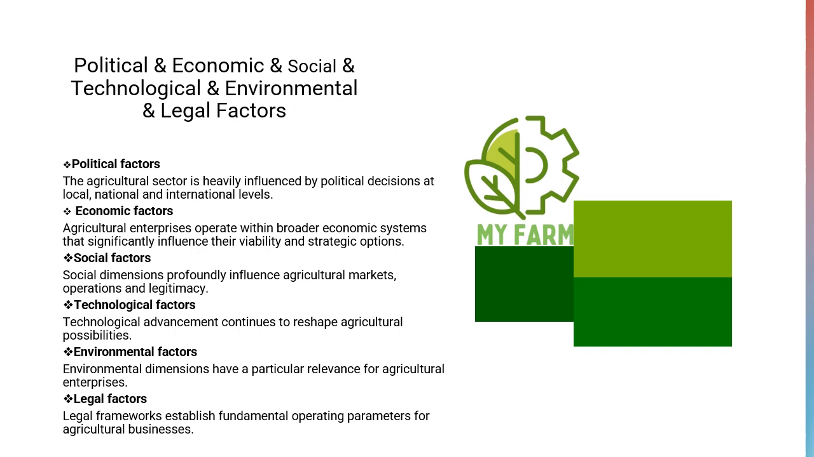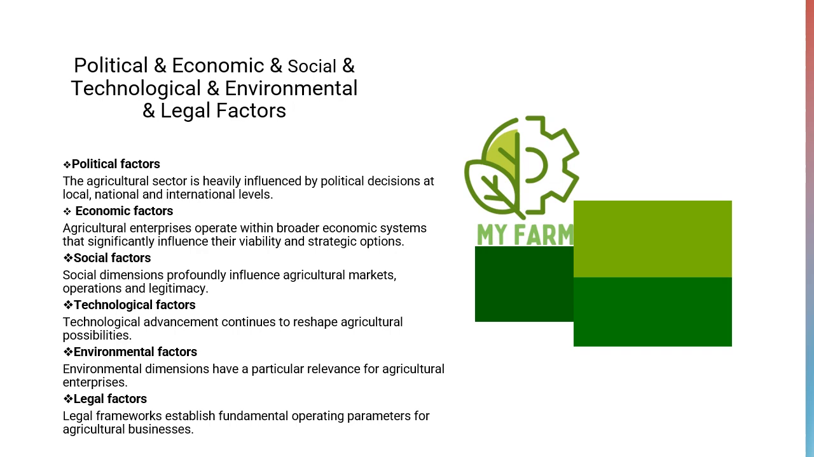Social factors profoundly influence agricultural markets, operations, and legitimacy. Changing consumer preferences, demographic shifts, urbanization patterns, and evolving attitudes toward food production all fall within this dimension. Technological factors encompass the continuing technological advancement that reshapes agricultural possibilities. From precision agriculture to biotechnology and digital platforms, technology is transforming how agriculture is practiced.